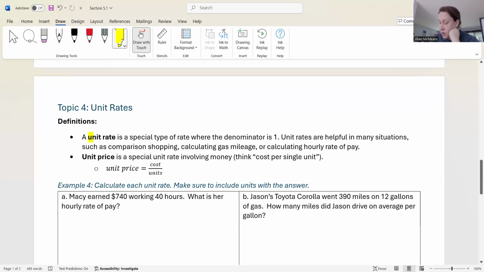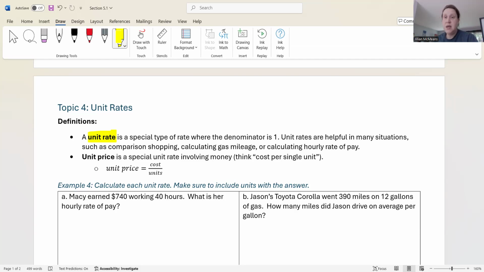And the definition here is that a unit rate is a special type of rate where the denominator is 1, okay? Unit rates are helpful in many situations, such as comparison shopping, calculating gas mileage, or calculating hourly rate of pay. So when you're dealing with a unit rate, you have to force your denominator to be 1 no matter what.